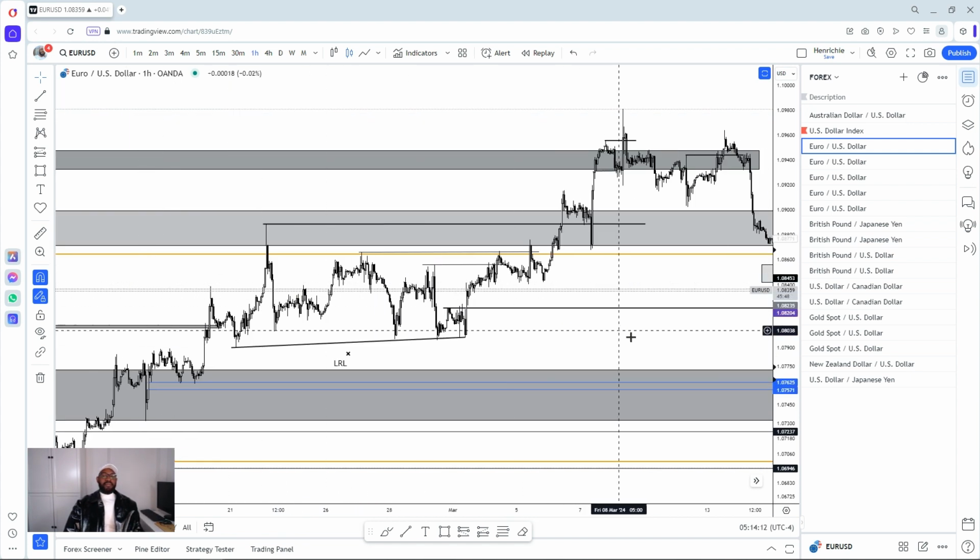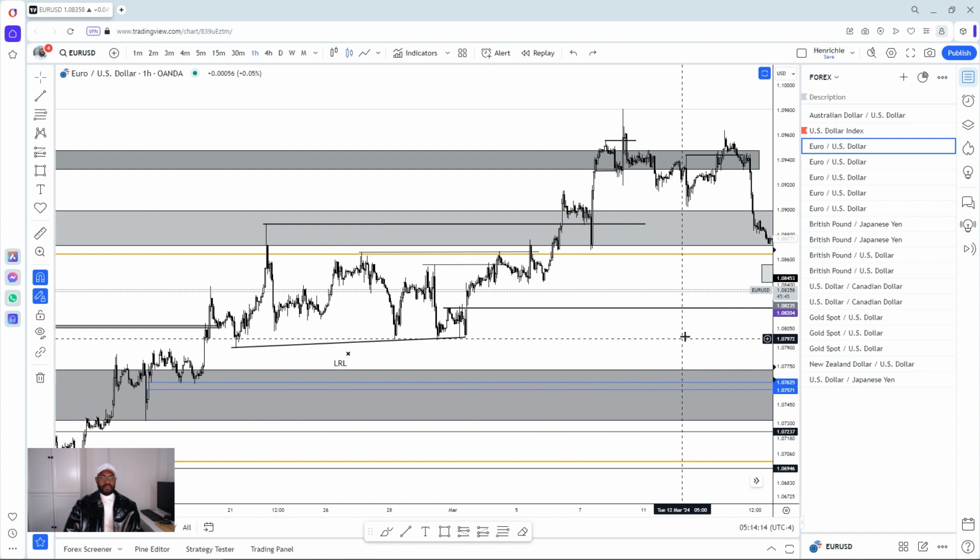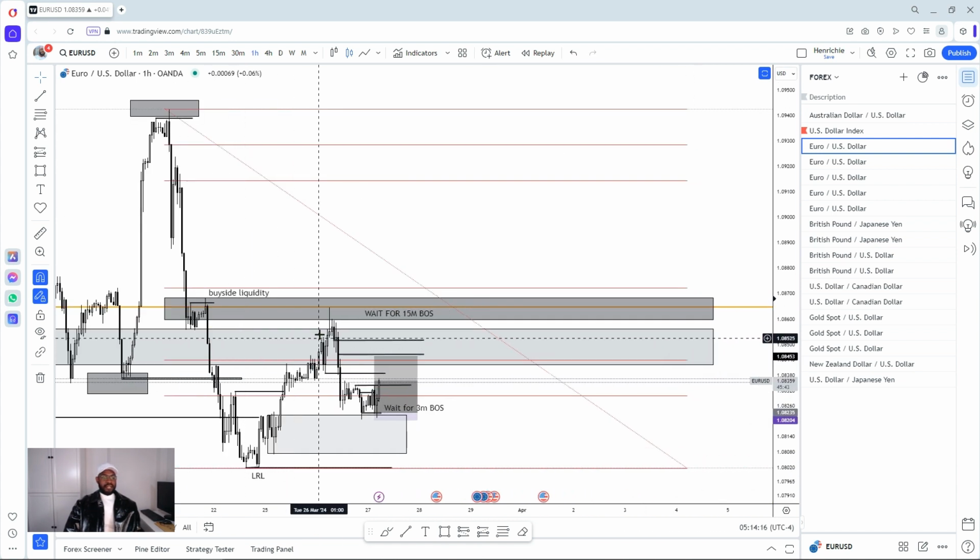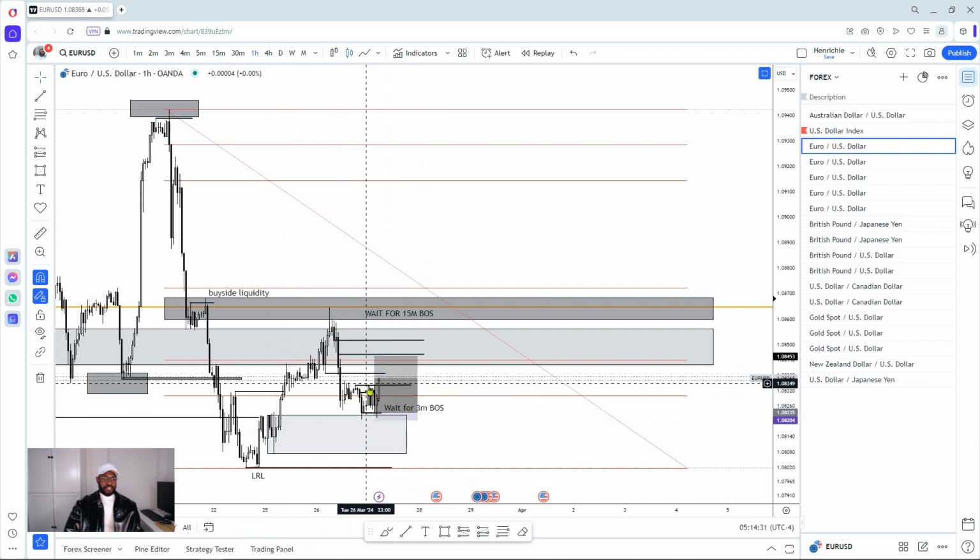And that is why I'm not really interested in what Euro US dollar is doing right here. That is why I'm not looking for any sells right here. And as you can see, I wrote wait for 15 minutes break of structure. And the reason is simple, because there wasn't any run on liquidity. Price didn't take any liquidity before it dropped. That is why when we came into this position, it created an opportunity to buy, because this here is liquidity.